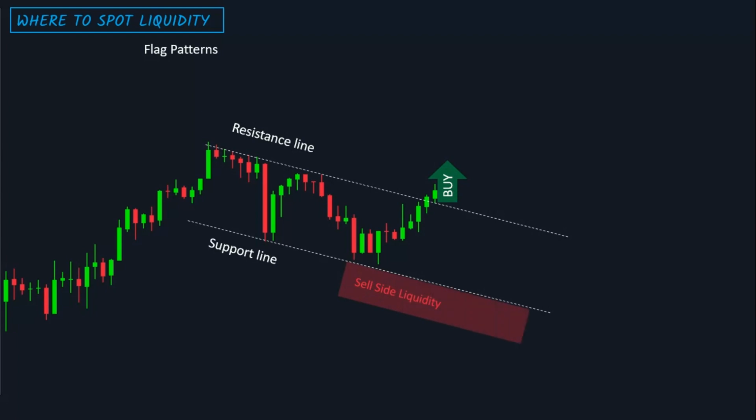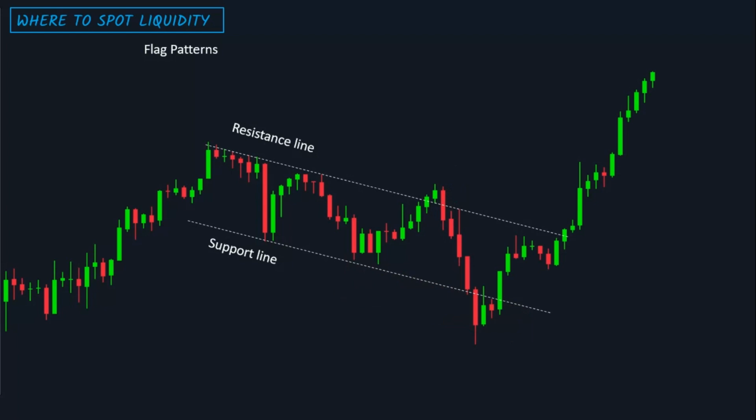Institutions often capitalize on this behavior by pushing the price sharply downward, triggering those stop losses and collecting sell-side liquidity. Once the liquidity is absorbed, price typically snaps back upward, breaking through the pattern with strength and continuing the larger uptrend.